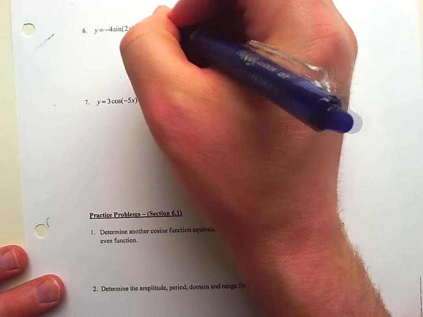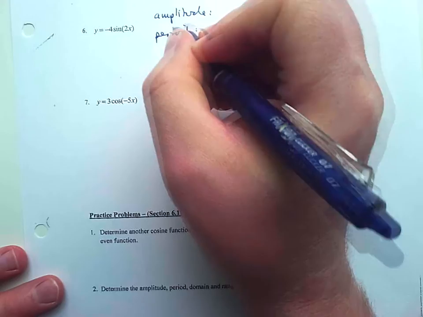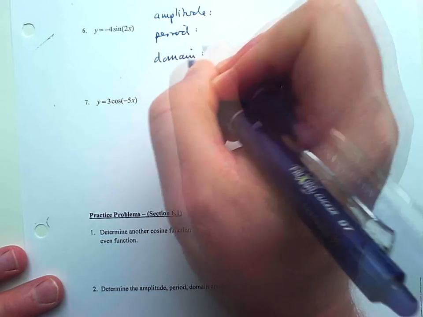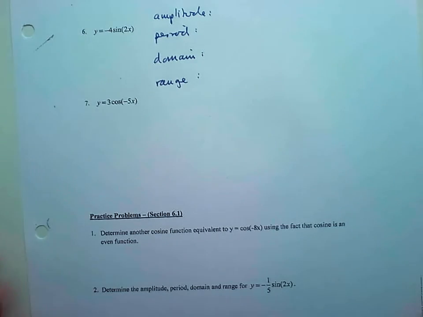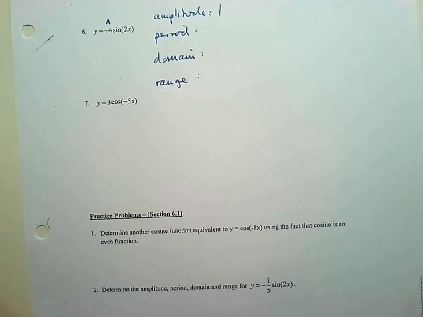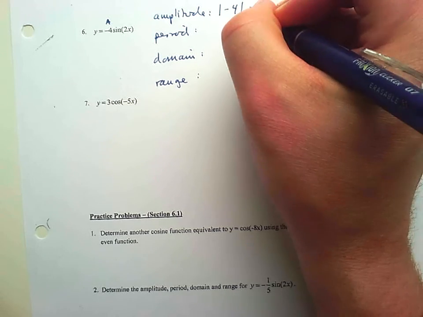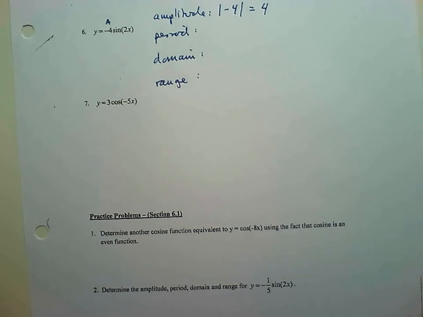So here it's asking us to find the amplitude, period, domain, and range. Now if you look at the definition for the amplitude, period, domain, and range for the sine, it's the exact same thing as that for the cosine. So therefore the amplitude is still just going to be the absolute value of our leading coefficient right here, which is the absolute value of -4, and the absolute value of -4 is simply just equal to 4.